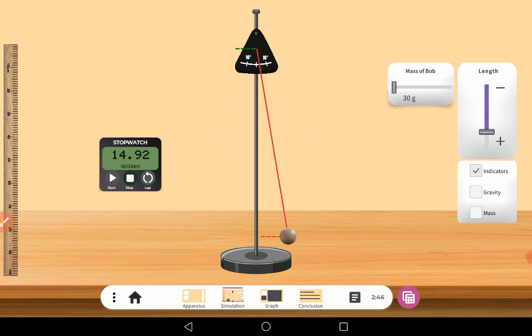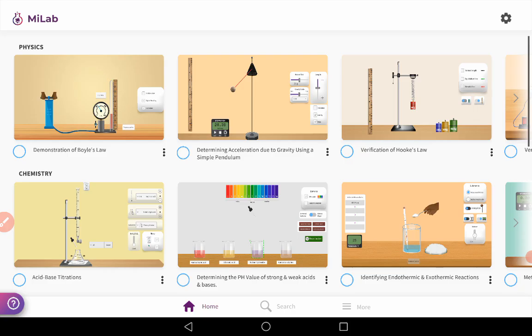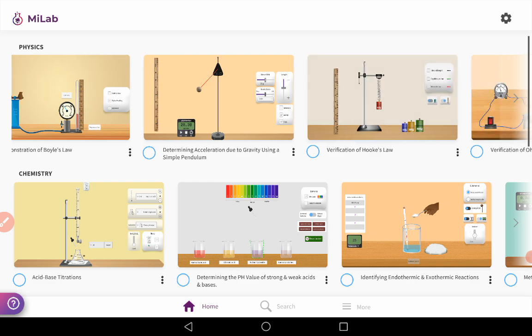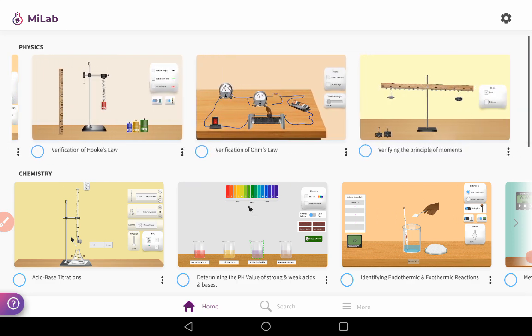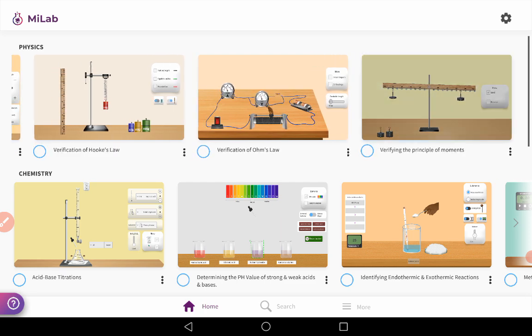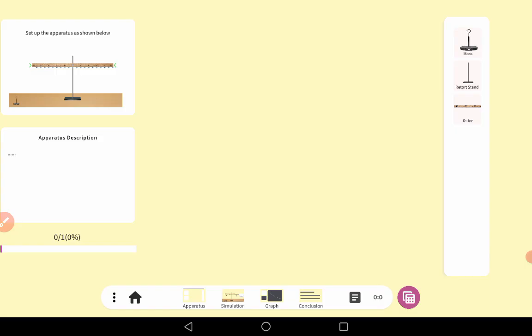So why not get it and have it on your phone so that you can model the experiments that you learn in school. Similarly, there are many: there's Hooke's law, there's electricity, there's moment of forces. Let's see this one, moment of forces. Moment of forces is an experiment you can do to show a system in equilibrium, or to verify what is called the law of moments.